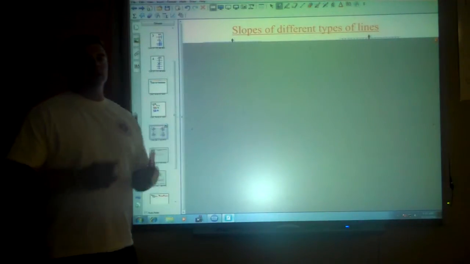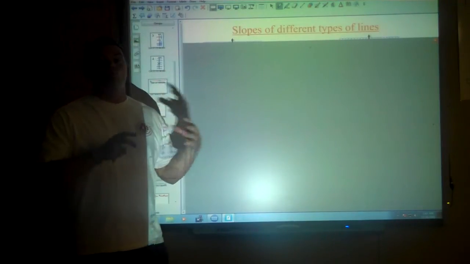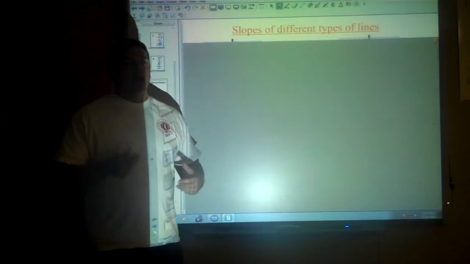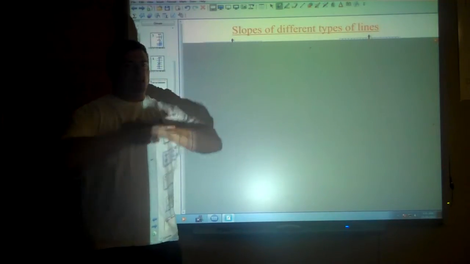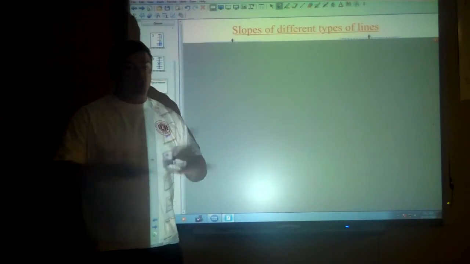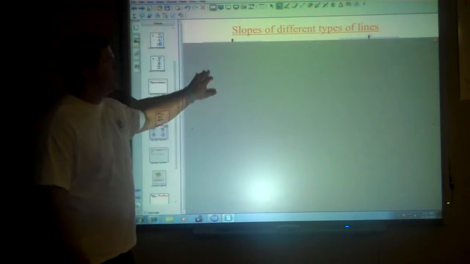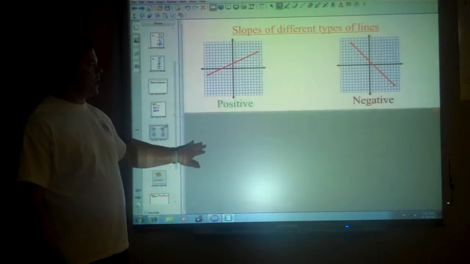So we have slopes of some different types of lines. The other day we were talking about lines, and we said anytime we have x and y, we know the line is diagonal. Anytime we have just x, that's it, just x, we know we're going to have a vertical line. And anytime we have just y, no other variable, just y, we know we have a horizontal line. So here's a couple situations where the lines are diagonal.